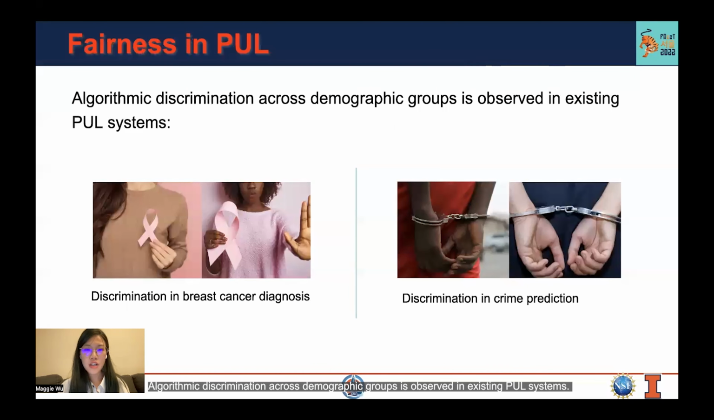Algorithmic discrimination across demographic groups is observed in existing PUL systems. In breast cancer diagnosis, it has been observed that the accuracy of the diagnostic system is much lower for Black women compared with Caucasian women. Racial discrimination is also observed in automatic crime prediction systems.